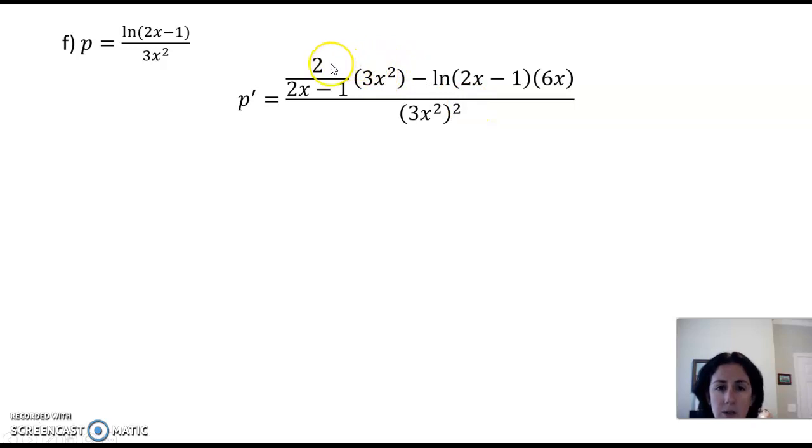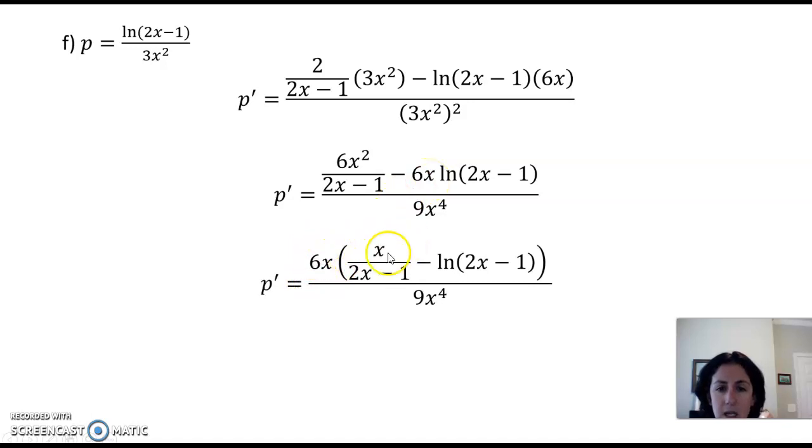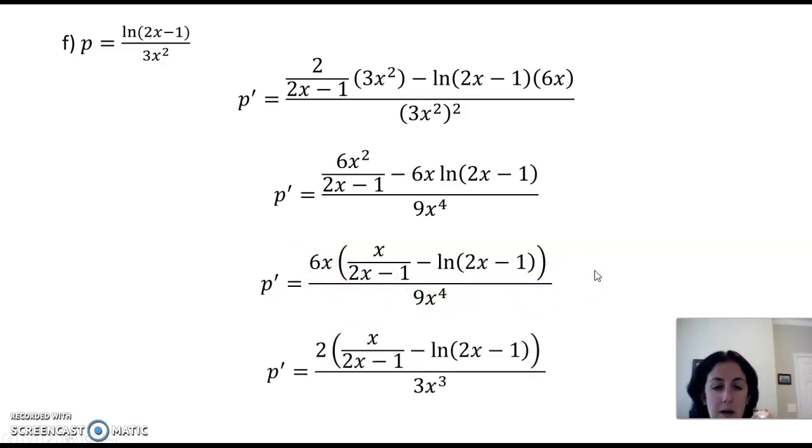I'm going to go ahead and distribute this 3x squared up here. I'll bring this 6 out front, and then 3x squared times 3x squared is going to give me 9x to the 4th. Now notice this has a 6x and this has a 6x, so I can pull that 6x out, and I'm left with x over 2x minus 1 minus the natural log of 2x minus 1. One of these x's is going to cancel with one of these x's, and that 6 over 9 will reduce for a nice final answer of 2 times x over 2x minus 1 minus the natural log of 2x minus 1 all over 3x cubed.